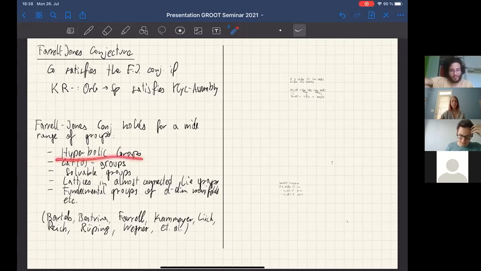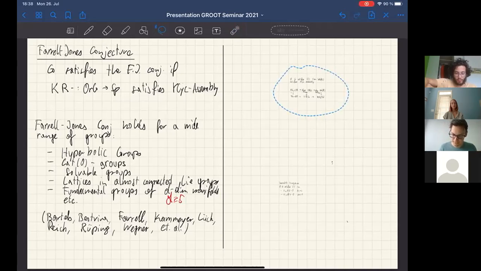Anyhow, examples would be hyperbolic groups, CAT(0) groups, solvable groups, lattices in almost connected Lie groups, fundamental groups of d-dimensional manifolds if d is greater than or equal to 5. I think I should add this here. And a lot of people that I've listed here, those are not all, have worked on this. And this is why my starting point: we have this really strong theorem for a lot of groups, so what can we do from this? This is why I was trying to think about something that's true for finite groups, and how we could generalize this.